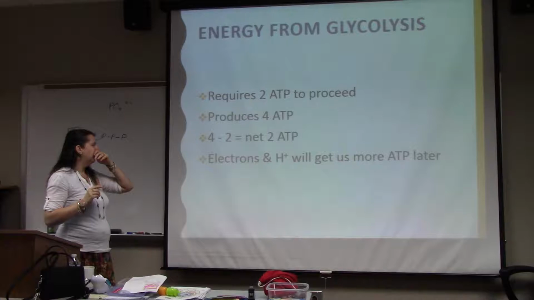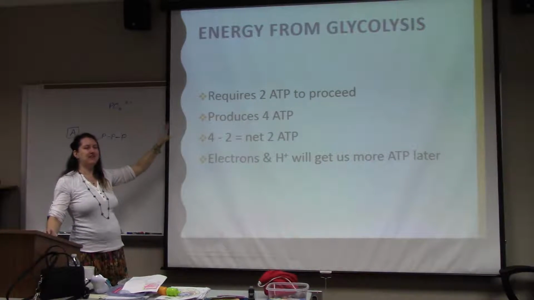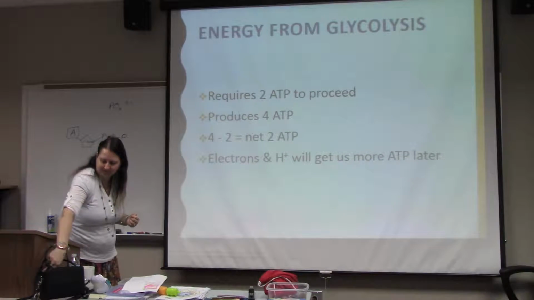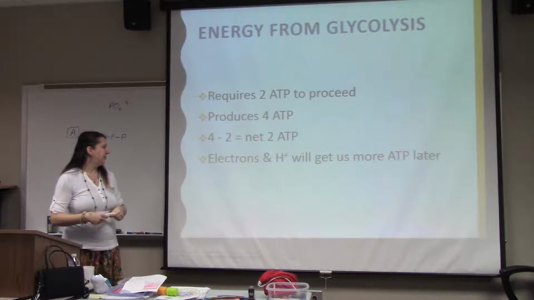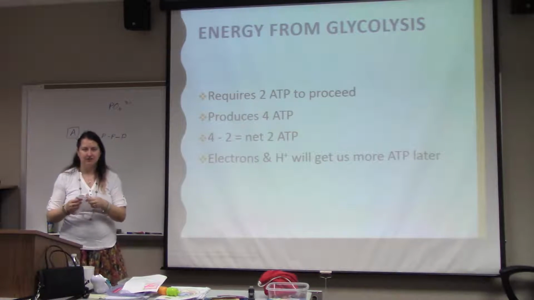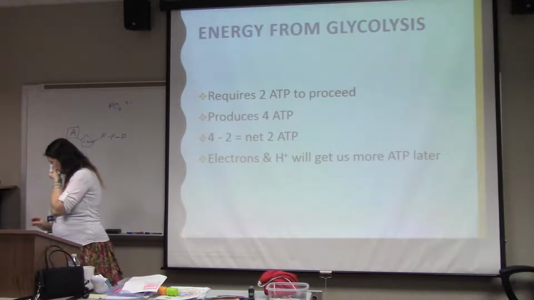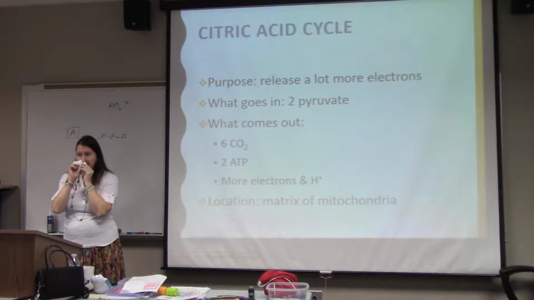So far, we've spent 2 ATP and produced 4. So we have a net gain of 2 ATP from each glucose that goes in. It's not great. We can do better. We're going to do better with those electrons and hydrogens in the electron transport chain. Questions on glycolysis?